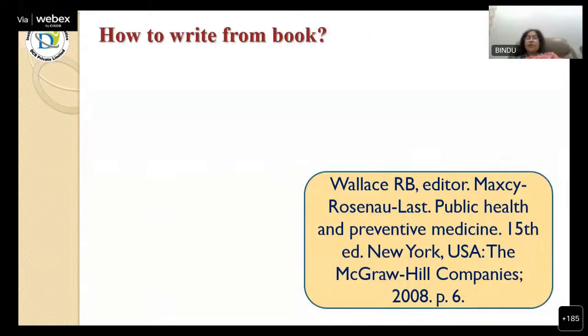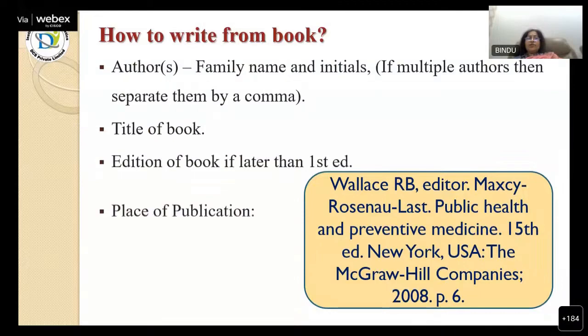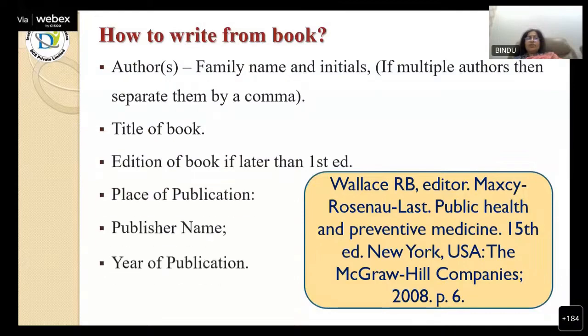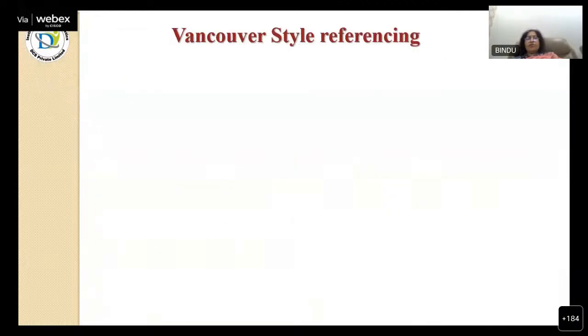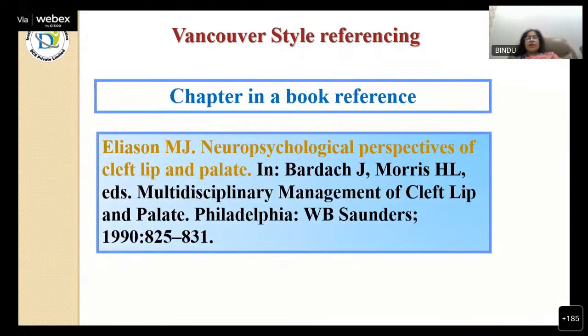How to write from a book? Author name, title of the book, edition, place of publication, publisher name, year of publication, page number. Coming to a book reference, in the same order we have mentioned the book reference. Then a chapter in a book reference.